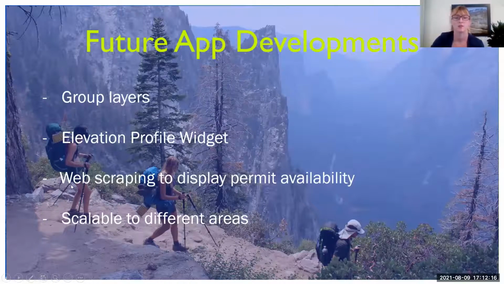I'd also really love to add web scraping to view what wilderness trailheads currently have permit availability. There's no application where you can just quickly view that on a map, and I think that's much needed in the outdoor industry. And then lastly, I think this methodology that I use is scalable to different areas where people like to enjoy backpacking, and it would be interesting to try to apply it to different regions.